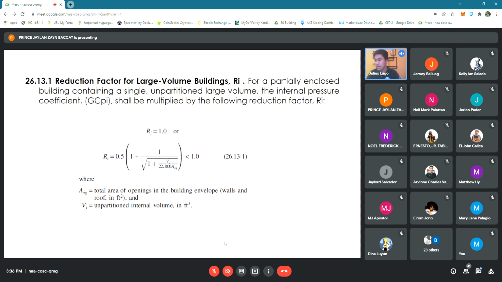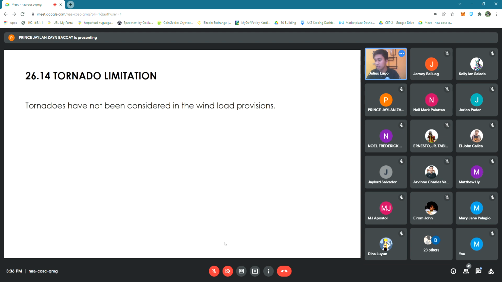And the last slide will be tornado limitation. So, in the wind loads, ang tornado, it's not considered as the wind load. But rather, it's considered as a live load. And it is basically under the impact loadings. So, yun lang yung sa provisions ng tornadoes.